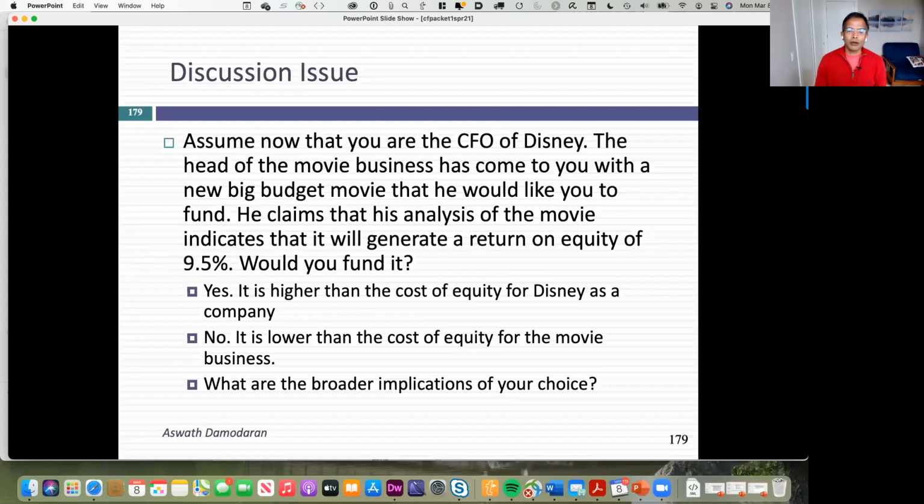I'm going to pick somebody here. Robert Peterson, you're going to be Disney CFO. I'm going to be the movie guy at Disney. I'm very unreliable. You know how movie guys are, they just make decisions off the top of their head. So you're sitting in your office, minding your own business. I bust open the door. I come and say, hey, I've got a big budget movie we should make.